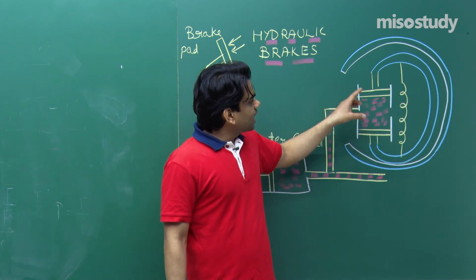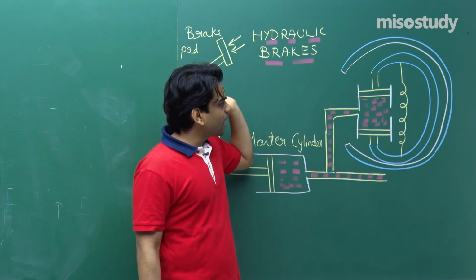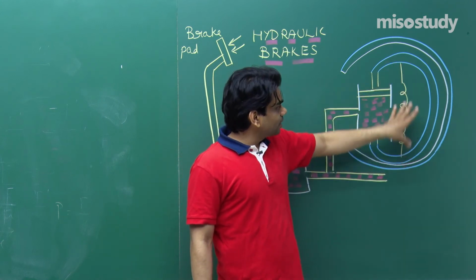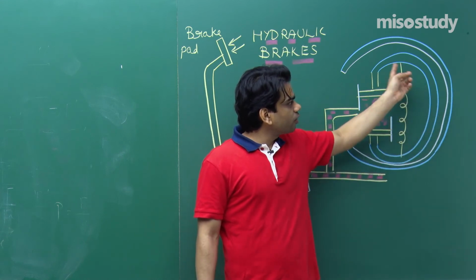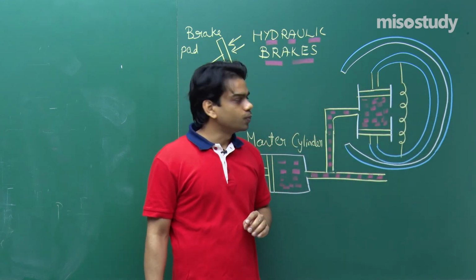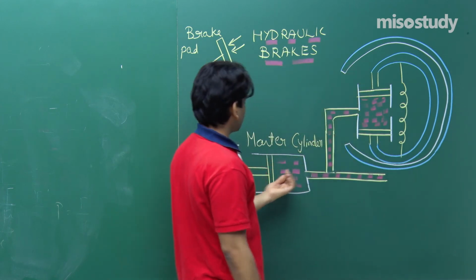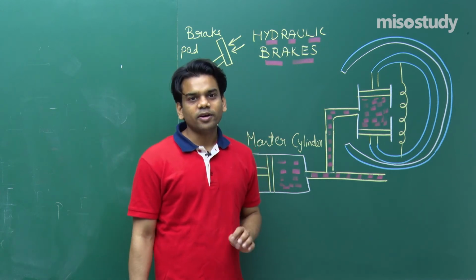Now what happens as you release the pressure on this brake pad? There is a spring arrangement here. It will bring back the initial state of this part of the brake shoe. Then it's going to push the piston inside, and hence it will again expand and the brake will return to its initial position. This is the working of hydraulic brake.